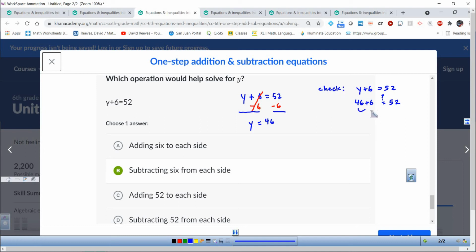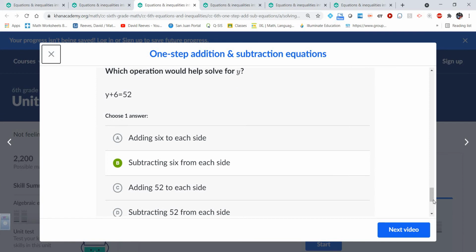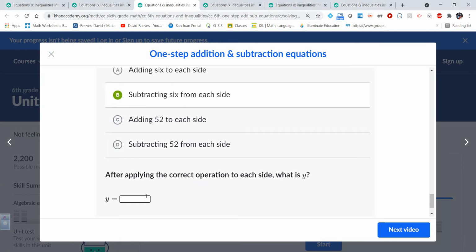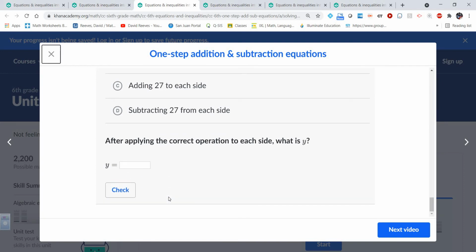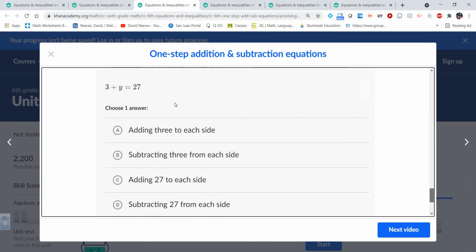46 plus 6, well, when I add those together, 6 plus 6 is 12, right? So I get 52 equals 52. It checks. Yes, it gave us a true equation. So the answer we were looking for was 46. So I'm going to go ahead and put 46 in there and check it, and we can see that we did it correct.